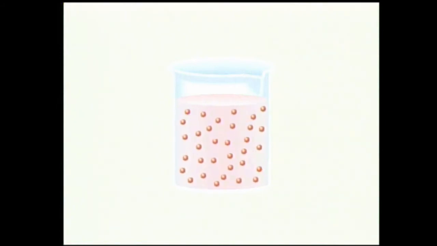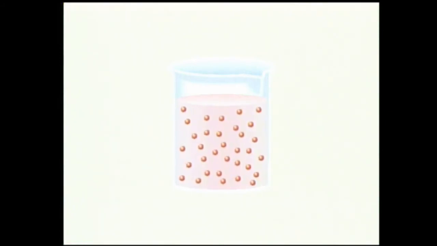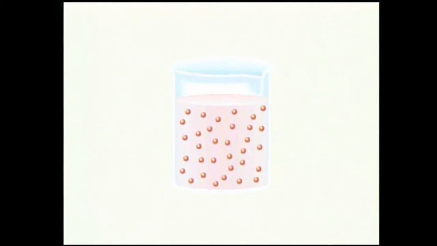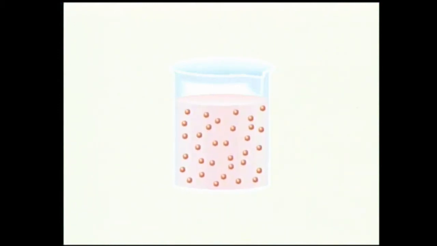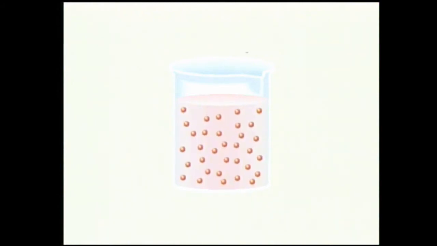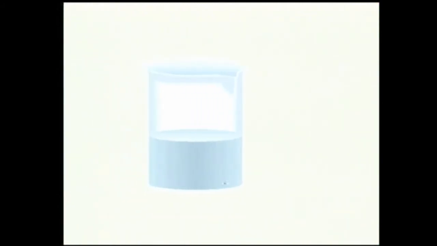With time, the dye becomes evenly distributed in the beaker. The water in the beaker is a single shade of pink, and diffusion no longer occurs. There is no net movement of dye from one area into another.